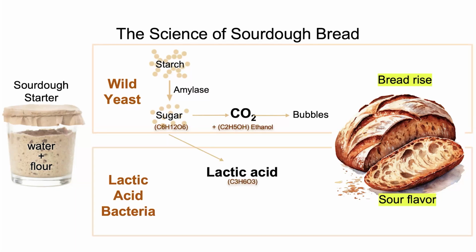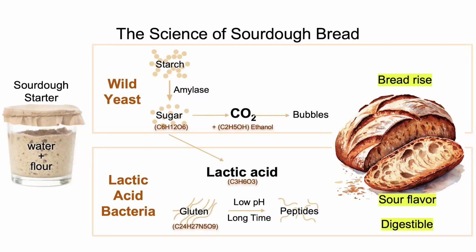Meanwhile, let's talk now about the second section, which is the lactic acid bacteria. It converts the same sugars into lactic acid, which gives the bread its sour flavor. This lactic acid builds up and lowers the pH of the dough, creating an acidic environment. And this acidic environment helps break down the gluten, the protein in the dough, into smaller peptides. This makes the bread easier to digest.